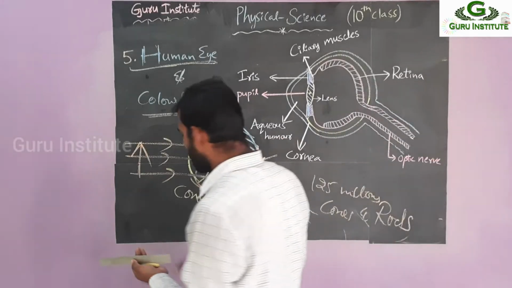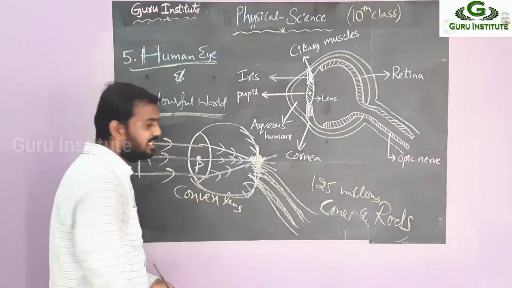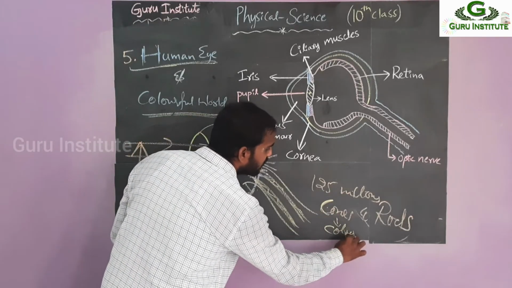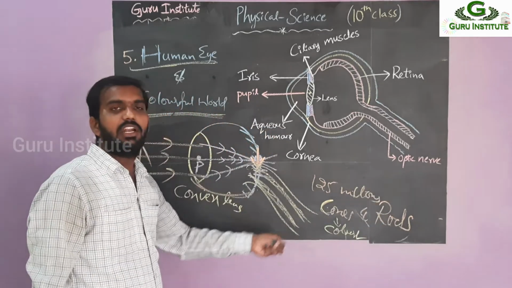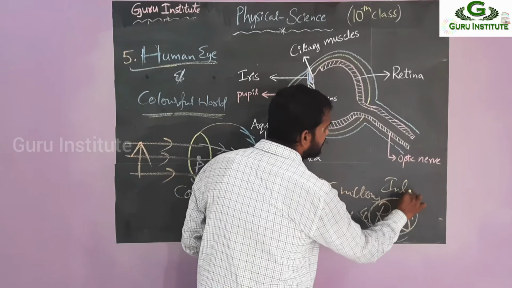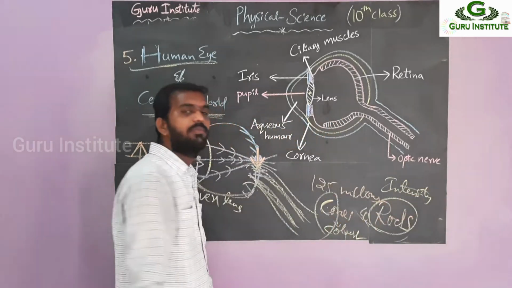So simply, which can identify colors? This is cones. What is the first letter? C. Just remember like that. C and C only, color. Right? So cones identify the color, and coming to the other one, rods identify the intensity. Don't be confused. Simply remember CC.